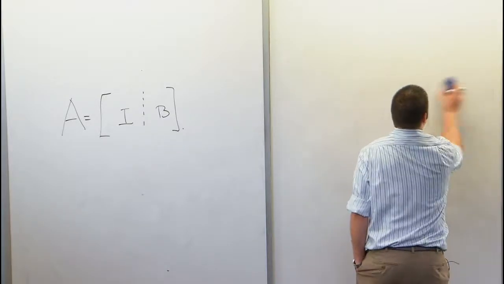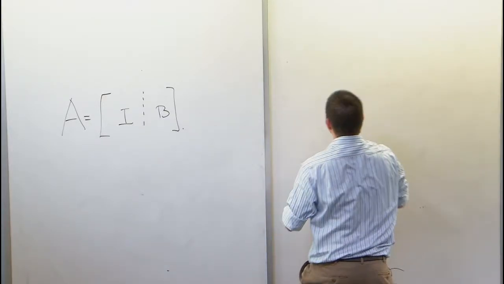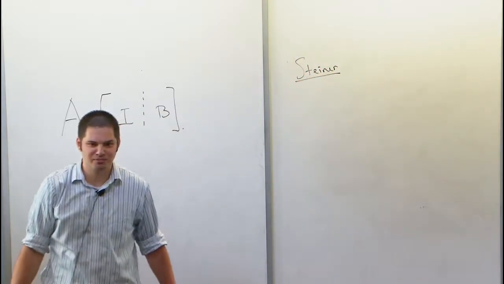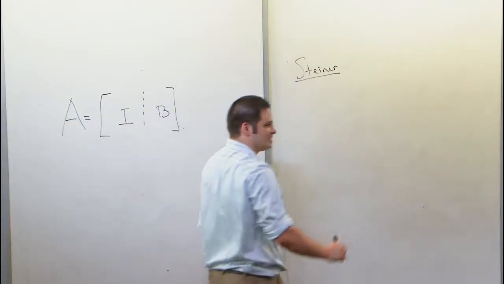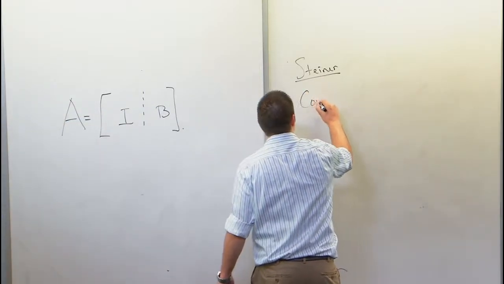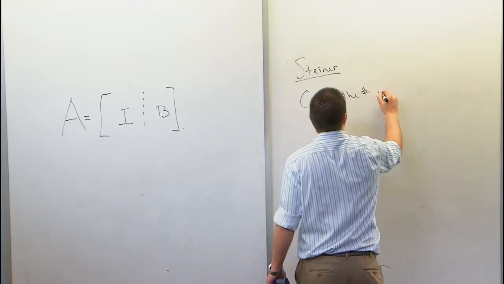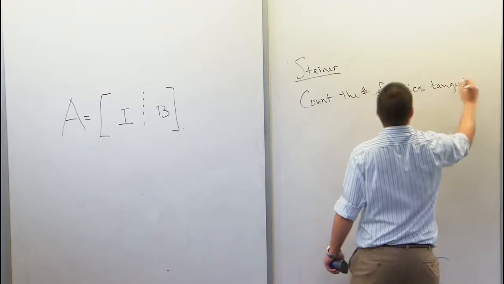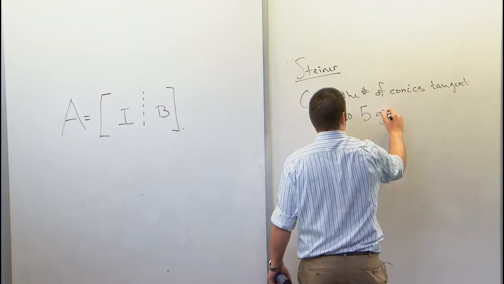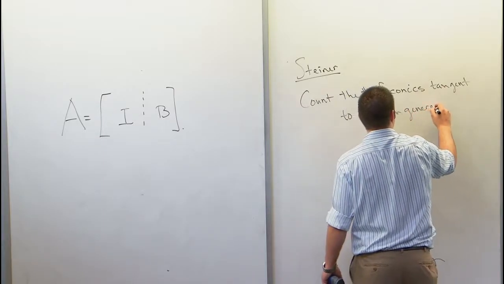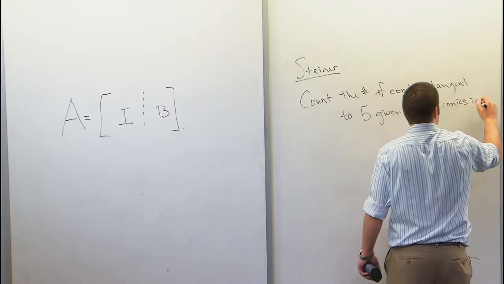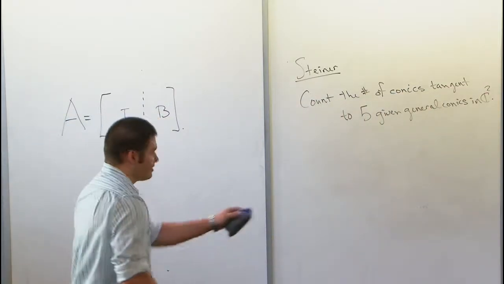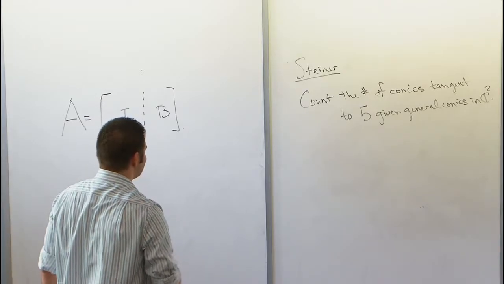Okay, so now let's return to Steiner's problem. Who remembers Steiner's problem from 2 days ago? A couple people. Okay, so it was: count the number of conics tangent to 5 given general conics in C2. Thank you. 3264. Very good. I'll get to that.